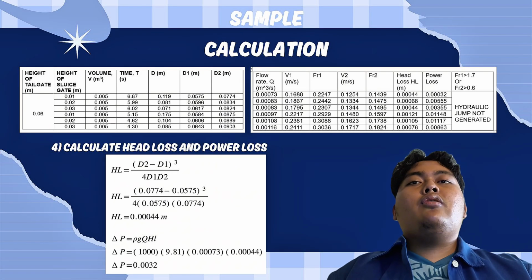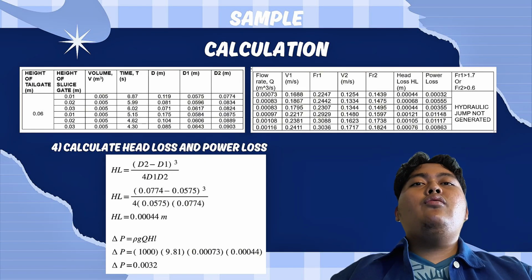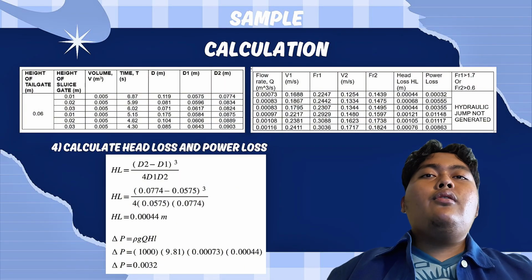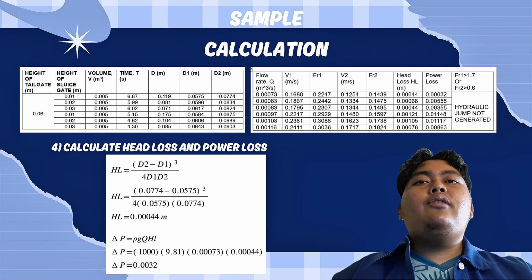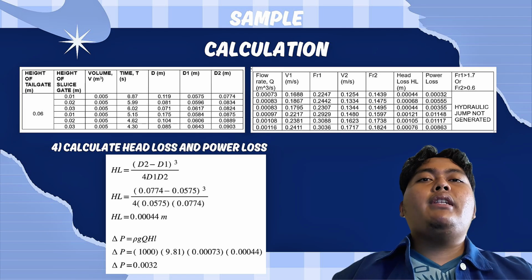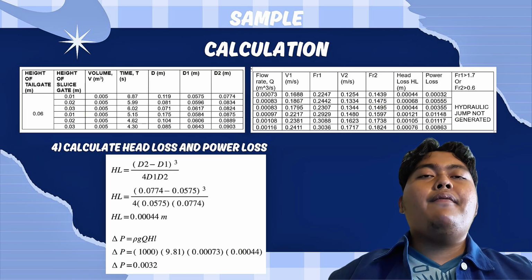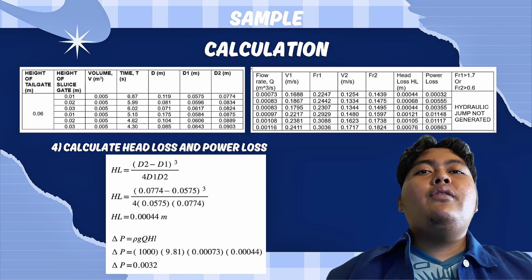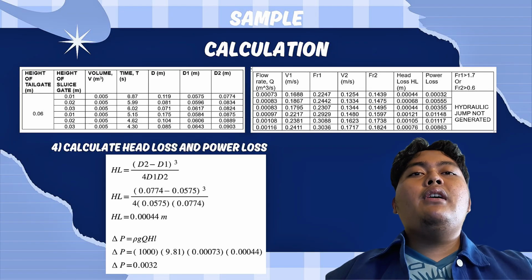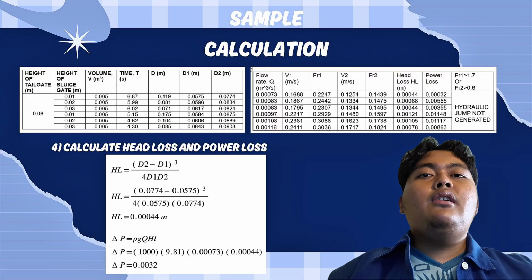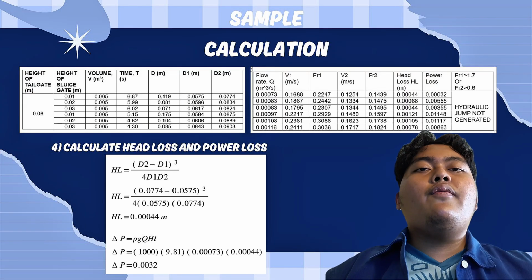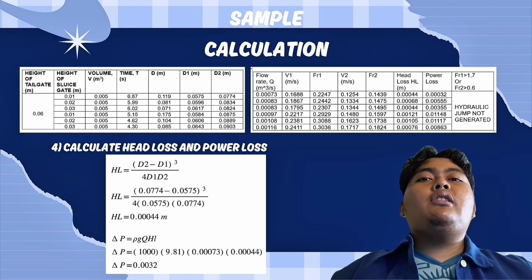Next, we calculate head loss and power loss. The head loss formula is D2 minus D1 to the power of 3 over 4 D1 D2. So we put the numbers from the table into the formula. Head loss equals D2 0.0774 minus 0.0575 to the power of 3 over 4 D1 0.0575, D2 0.0774, and we calculate head loss HL. We got 0.00044.